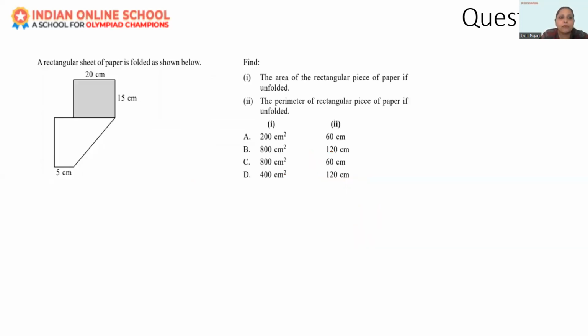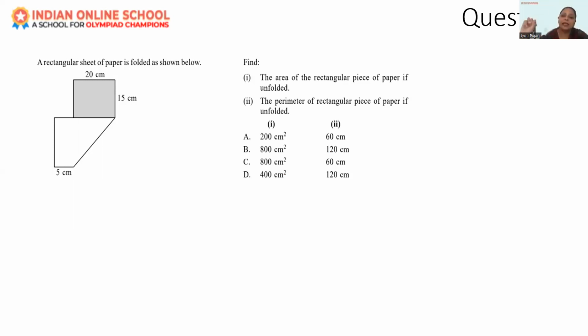A rectangular sheet of paper is folded as shown. This is a question of perimeter and area, and you can say mensuration. Okay. The figure is given like this one. They have made the figure like this one. If you see my work, can you see it? Everyone, are you able to see it?